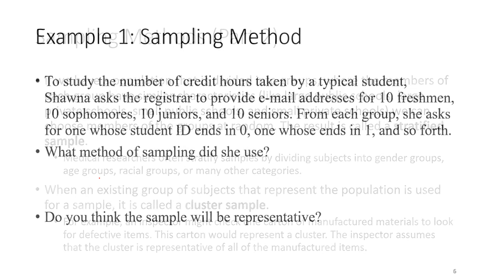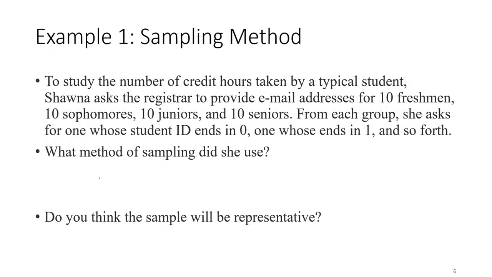So to study the number of credit hours taken by a typical student, Shauna asked the registrar to provide email addresses for 10 freshmen, 10 sophomores, 10 juniors, and 10 seniors. And then from each group, she asked for one whose student ID ends in 0, one who ends in 1, and so on. And so we want to know, what type of sampling is this?